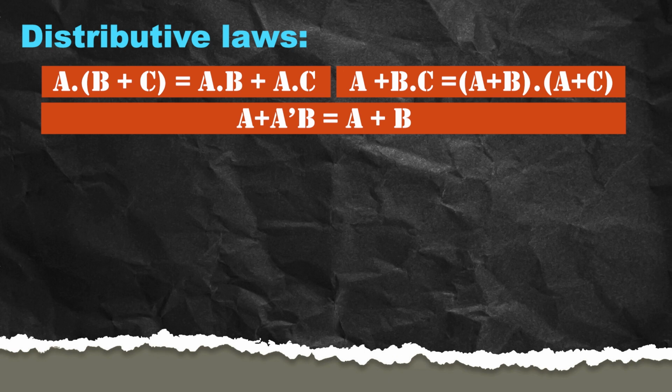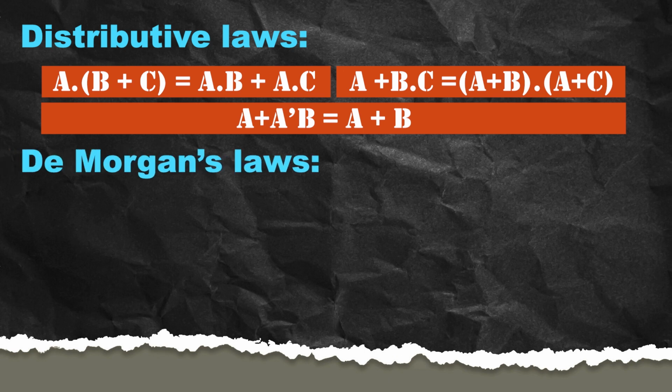And the next is A plus A bar B is equal to A plus B. So, you can use the distributive law. You can write A plus A bar B equals (A plus A bar) dot (A plus B). And from the Boolean law, we know that A plus A bar is equal to 1. Therefore, 1 dot (A plus B) is equal to A plus B.